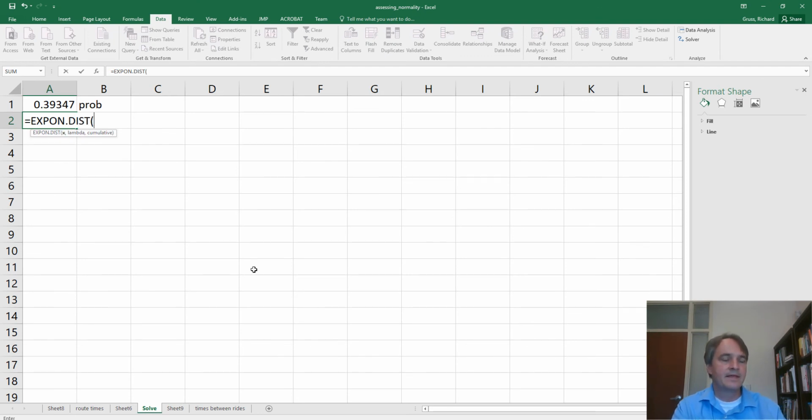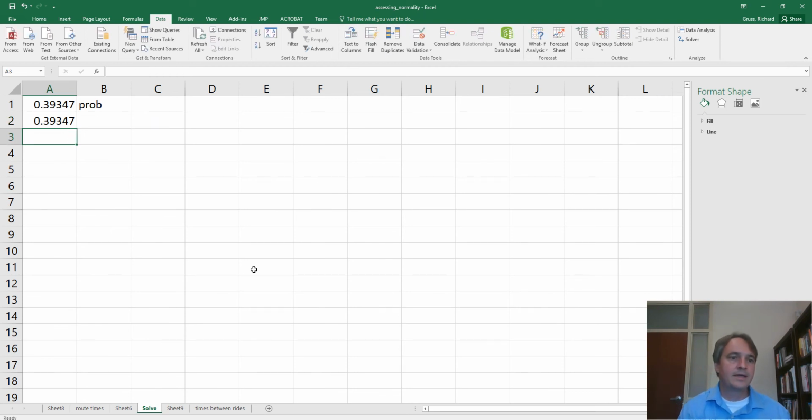expon.dist. And then it lets you plug in your x, your lambda, and cumulative, which in our case is always true. So in this case, our x was 0.05, and our lambda was 10. We always put true here when we're trying to get probabilities from a continuous random variable. So we just enter the function this way, and we get exactly the same answer. All this function is doing is that same equation, 1 minus e to the minus 10 times 0.05.